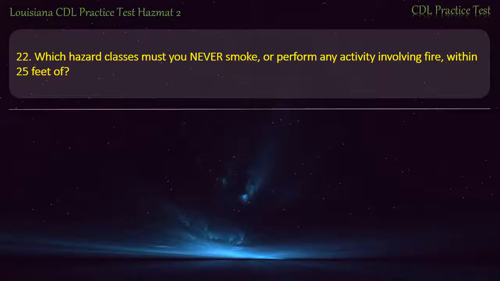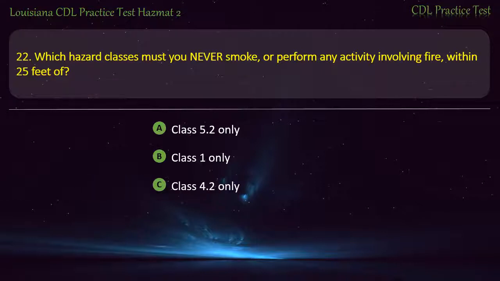Question 22. Which hazard classes must you never smoke, or perform any activity involving fire, within 25 feet of? Class 5.2 only. Class 1 only. Class 4.2 only. Classes 1, 2, 3 and 4. Answer: Classes 1, 2, 3 and 4.